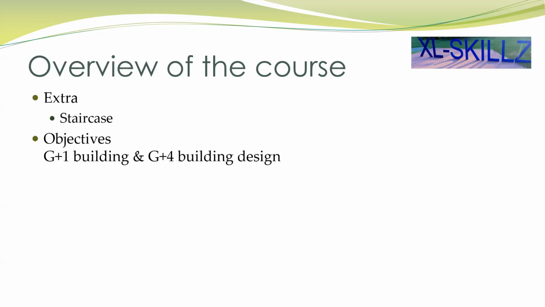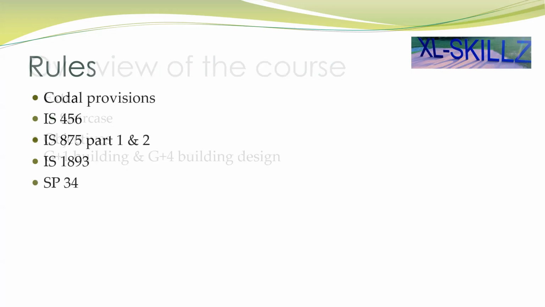And the objective of this course is that you should learn these two structures, G+4 and G+1 buildings, that is the residential building design. Now here, the rules are nothing but the codes that you must follow, the code books, the codal provisions. You must have them with you, like IS 456 and IS 875 part 1, part 2. Part 3 is for the wind load, but in the load combinations that you must have studied in your college days, we don't consider wind load if we are analyzing the structure with the seismic load, up to some level, unless and until it is specified.